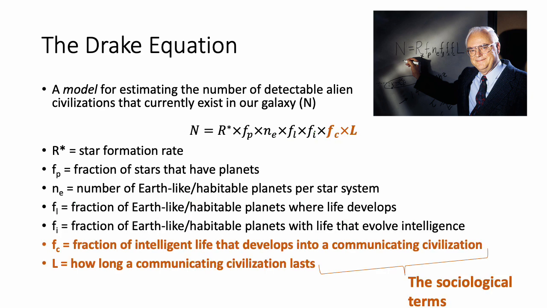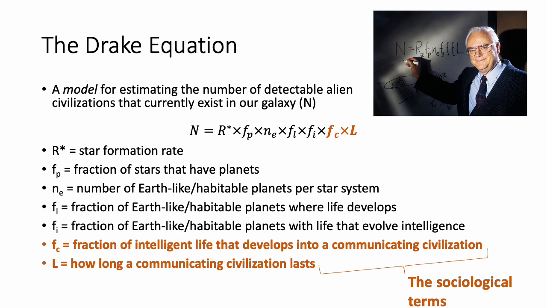And so these last two terms are sociological terms. F sub C is the fraction of intelligent life that develops into a communicating civilization. This variable indicates the likelihood that the intelligent life from F sub I will be able to send communicating signals into space.